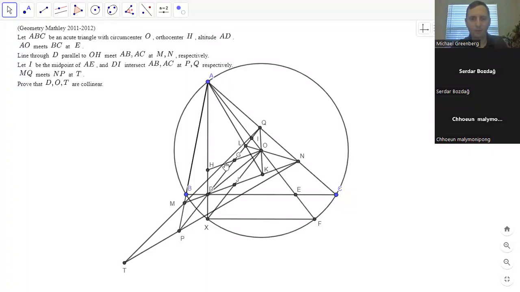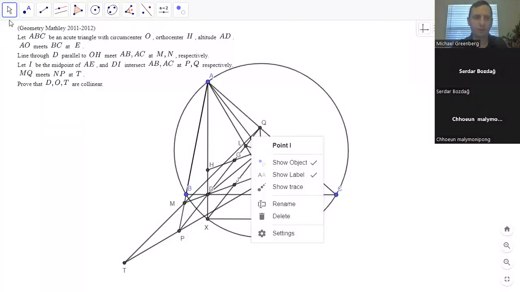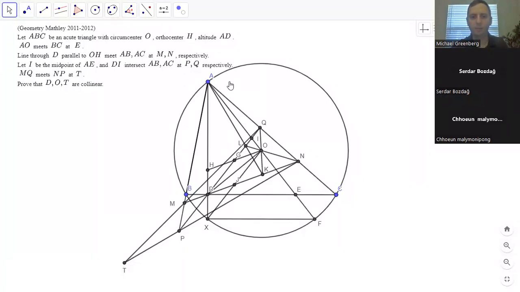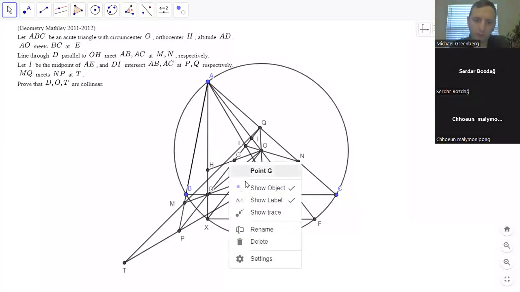But yeah, it's not as hard as it looks because I added a lot of stuff. You draw the parallel to OH through D and let it meet AB and AC at M and N. And then you draw the line DI, where I is the midpoint of AE, and it meets at P and Q. And then if MQ and PN meet at T, you want to show DO and T are collinear. So I drew this. We can delete it.